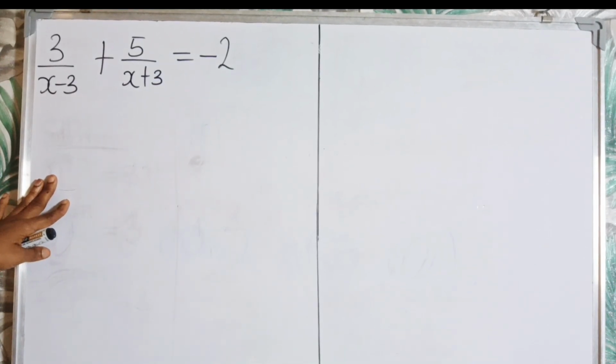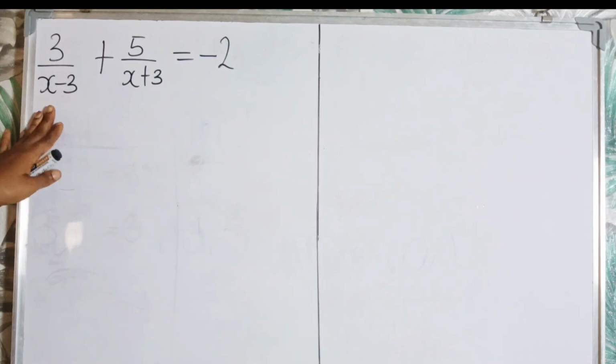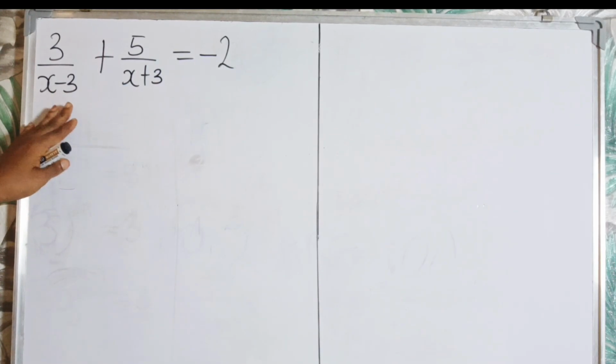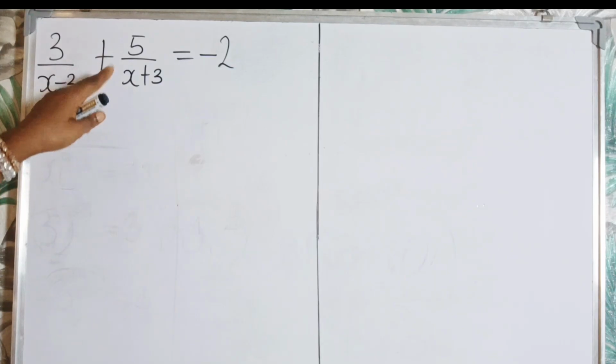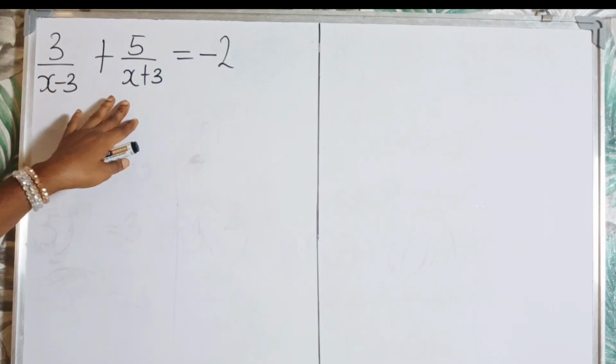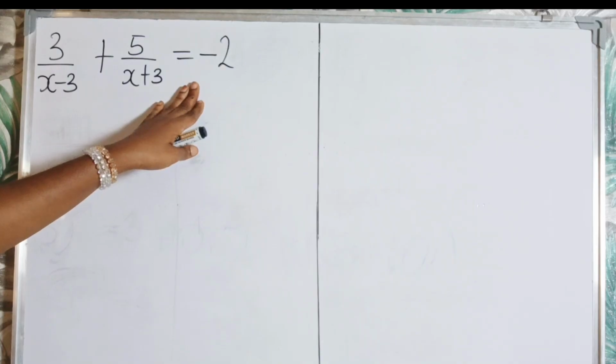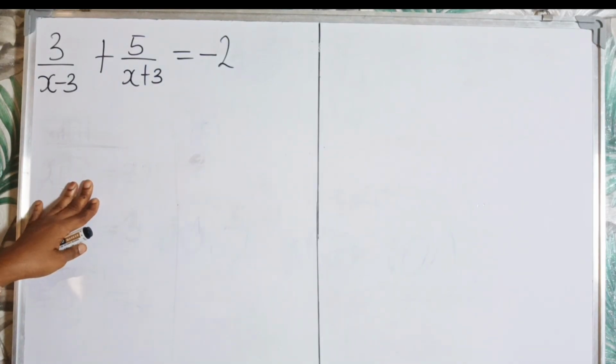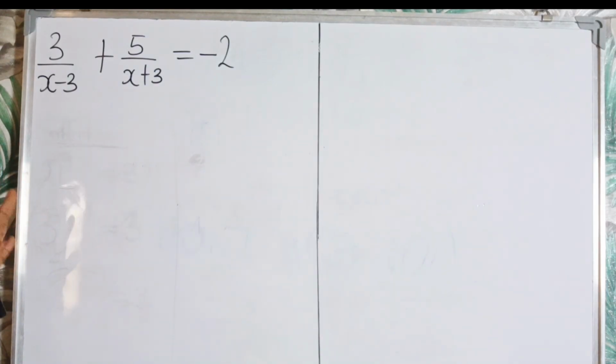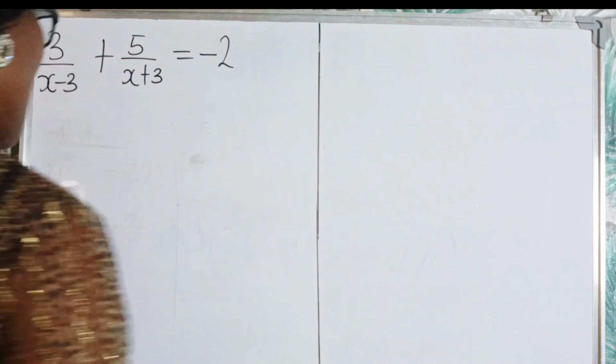Today I'm going to show you how to solve this problem. Here we have 3 divided by x minus 3 plus 5 divided by x plus 3, and this is equal to minus 2. Now, at first glance, it looks difficult, but with the right trick, it will become surprisingly simple. Just stick around. Let's crack this together.